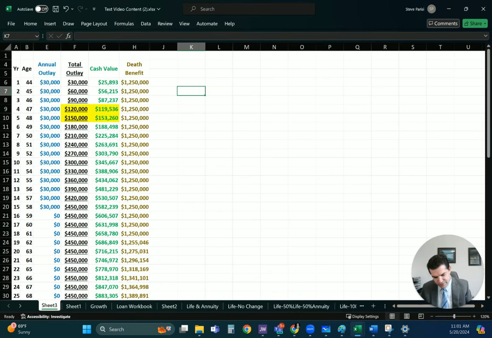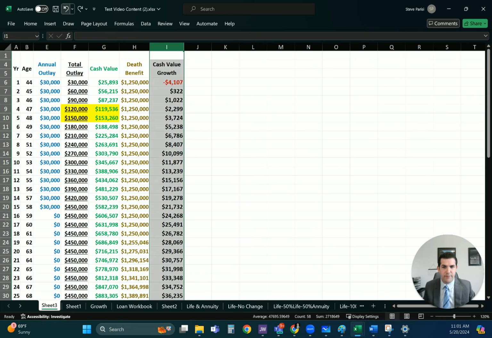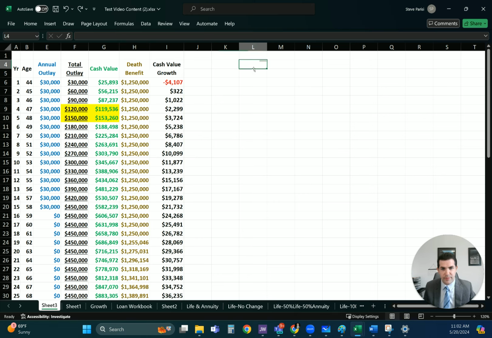So here we go. There's your first year cash value. When we look at this guy, 30 goes in. You've got just about $26,000. What is your money growing by? That is the question. Here we go. Cash value growth. Now the first year, negative $4,100.